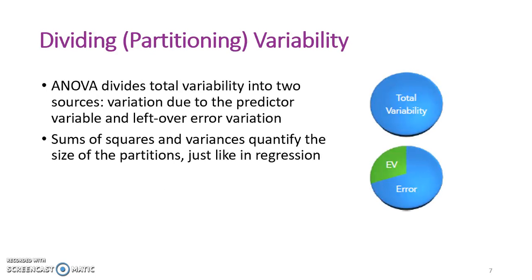So in terms of partitioning variability, ANOVA is actually more explicit in how it divides the total variability. We talked about this in regression when we looked at SPSS output, and we saw in the ANOVA table, we did talk about the partitioning of variability and how we would use that to calculate R-square. It's the same for ANOVA. So ANOVA is dividing the total variability into 2 sources, the variation that's due to the predictor and the variation that's left over, the leftover error variation. So just as we've talked about in the regression framework, we're going to use the sums of squares and the variances to quantify the size of those partitions.